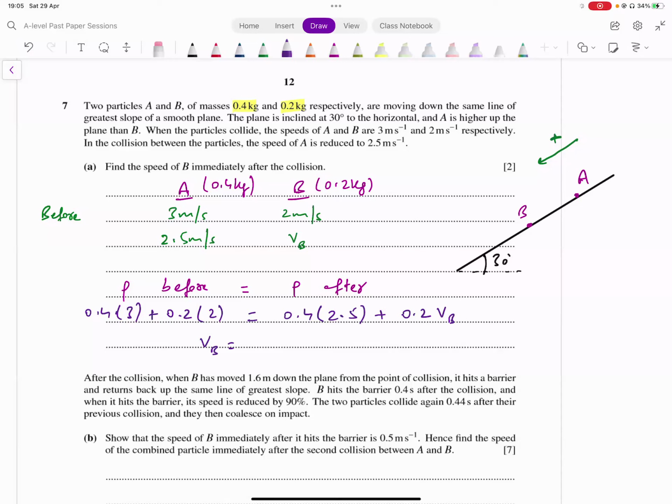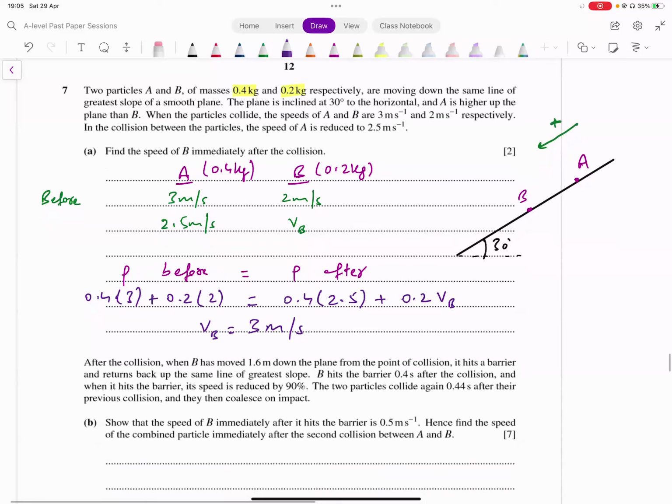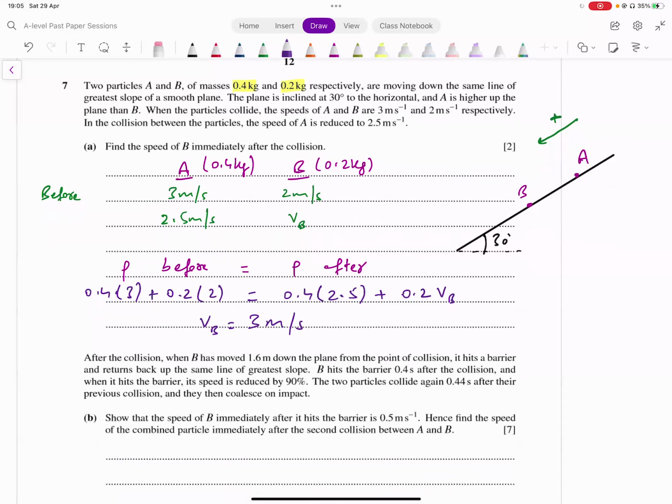0.4 into 3 plus 0.2 into 2 minus 0.4 into 2.5, and divided by 0.2. What do we get from that? This is giving me 3. So that's the velocity of B after collision. ठीक है, ये आपकी B की velocity after collision. That's what you had to find out. The first part was pretty straightforward. Let's move on to the next one now.